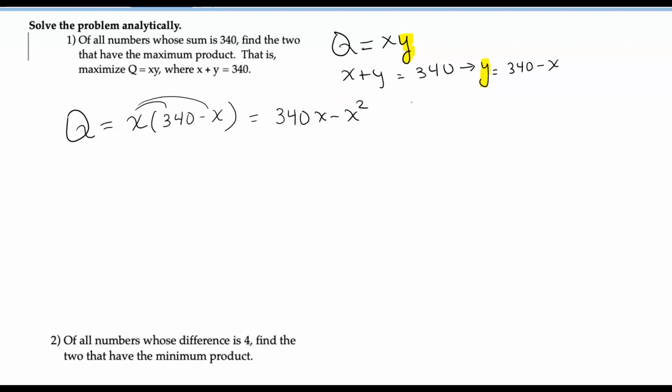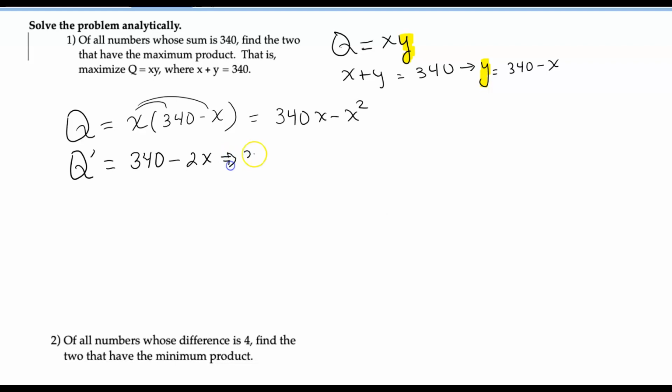In order to find the maximal product of these two numbers, I'm going to have to take the derivative so that I can perform the first derivative test. So for this product that I call q, I will take the derivative and say q prime. I end up with the derivative of 340x is 340, minus 2x. Now what I need to do is find the critical values for this function. So I either need to know where it's equal to 0 or where it's undefined. But since we're dealing with a polynomial function here, we're only concerned with where it equals 0.